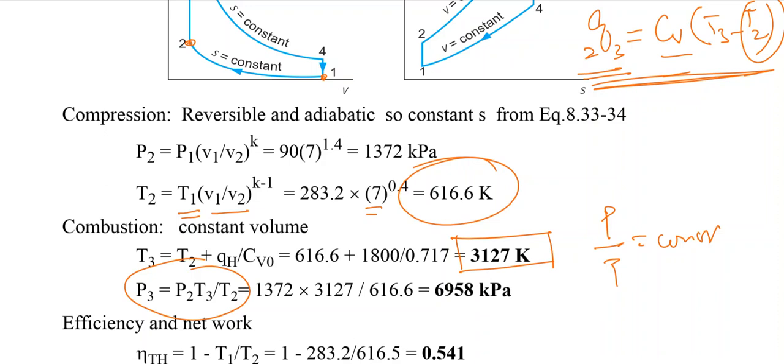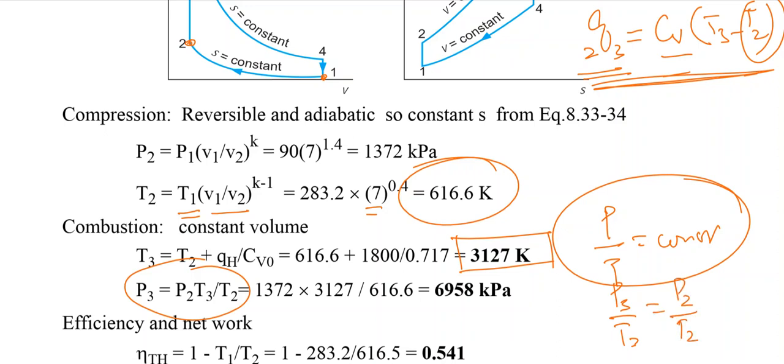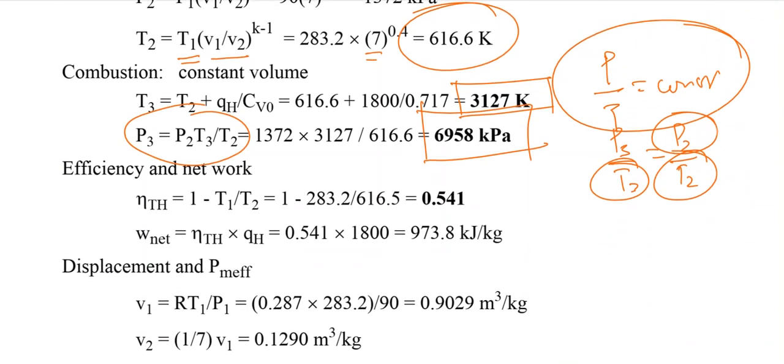Once you have got the temperature, this equation can be used, which is P3 by T3 is equal to P2 by T2. In this equation, we have got T3 now, we have got P2, we have got T2, and just putting the values, you can find the pressure, which is 6958 kilopascal.